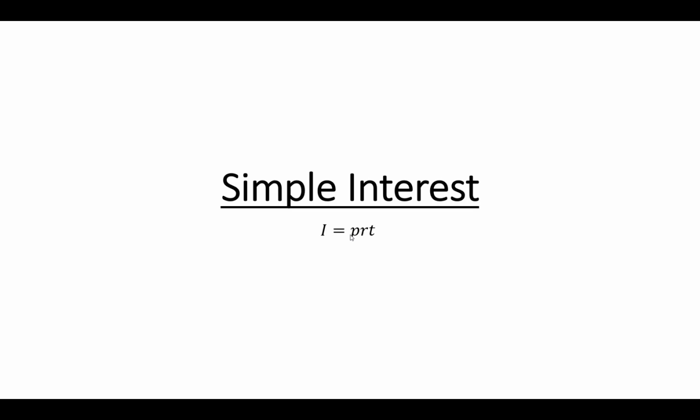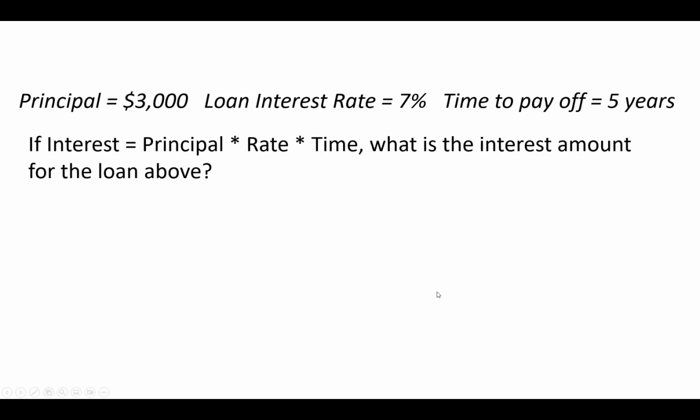P stands for principal. That's the amount of money that you're borrowing, or that you're spending, or that you're putting in a bank. It can be your balance. Okay, so let's just go ahead and get started. I'm going to show you two ways to do this.